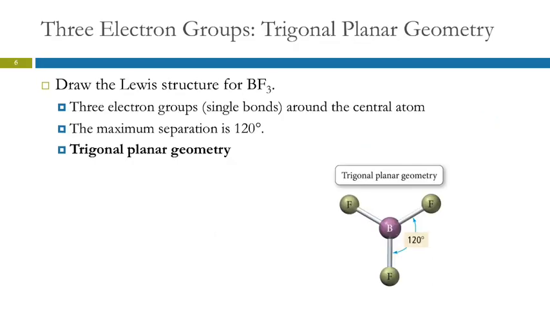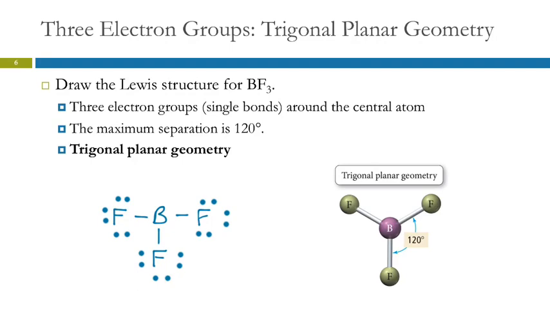BF3. Again, you've got to look at the Lewis structure. Boron is one of those guys that often is happy with an incomplete octet. And so we did this one earlier. This is the Lewis structure. How many electron groups on the boron? 3. 3 single bonds. Each single bond is an electron group. There's no lone pair on the central atom. We don't care at all about what's going on with the fluorines. It doesn't matter. 3 groups.